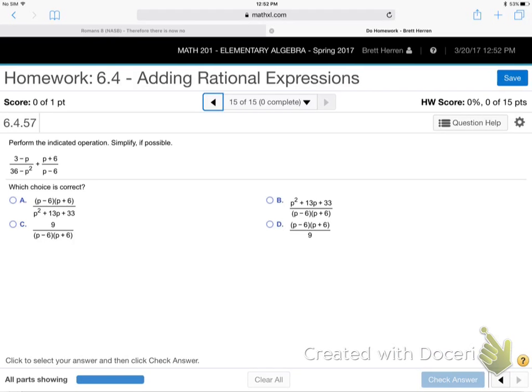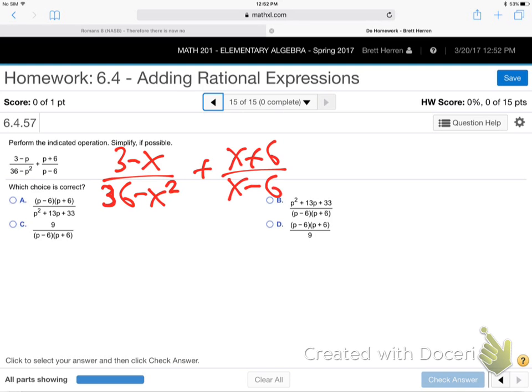All right, let's try. We got one more of these. 3 minus x over 36 minus x squared plus x plus 6 over x minus 6. All right. Let's see you guys do the whole thing yourself straight on through. You can do it.